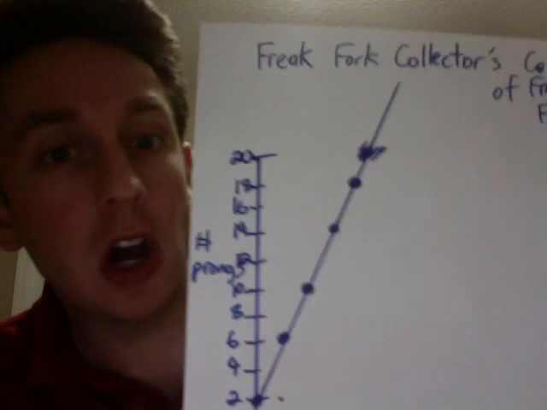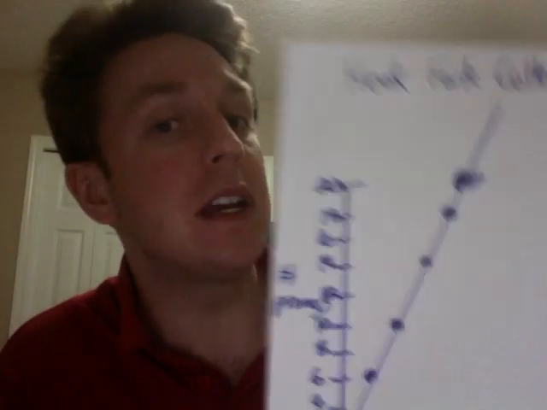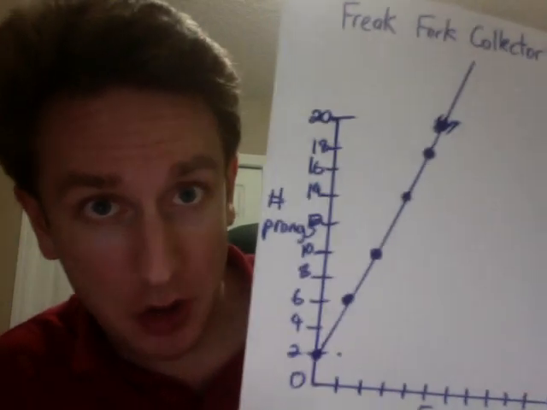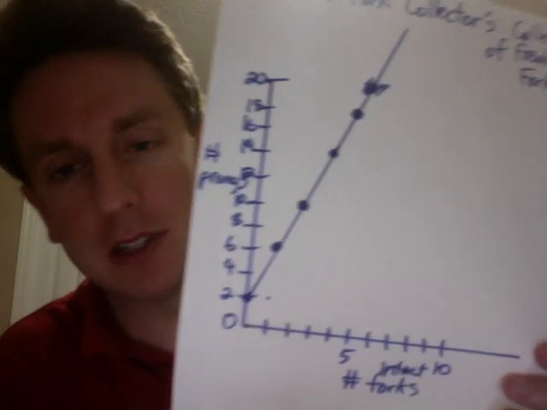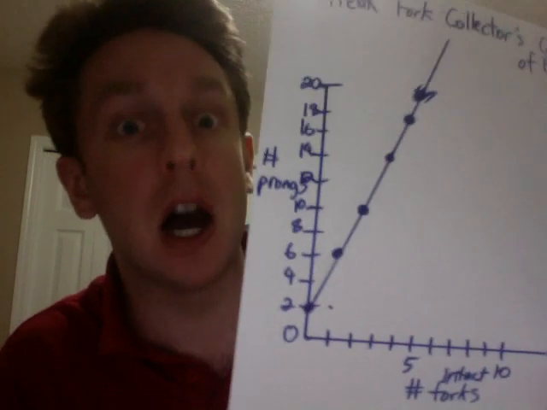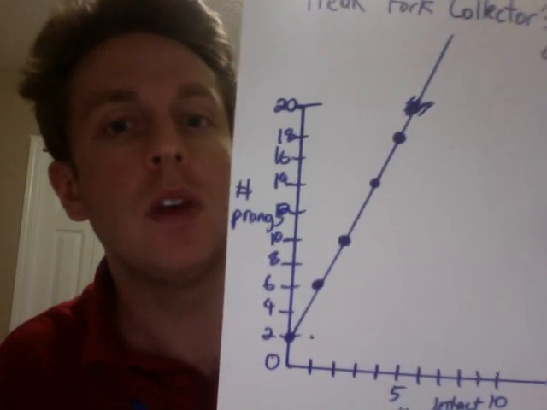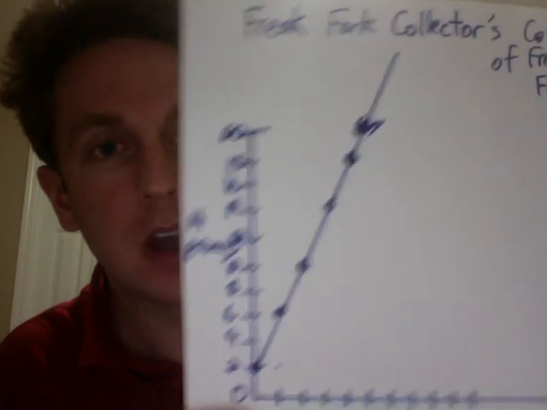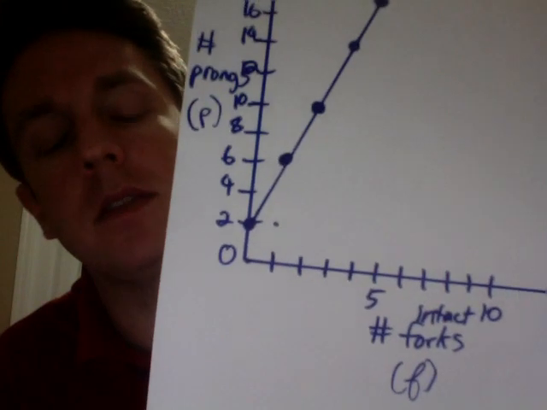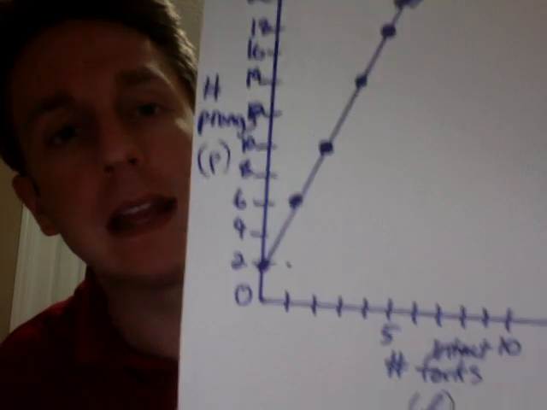Okay, so as we saw, now using this graph, we could then extrapolate or figure out with any number, if your graph was large enough, how many tines or prongs we had with that number of forks. Now it's also a good habit to write your variable right on your graph too. So you can write prongs and forks, P and F, right there.